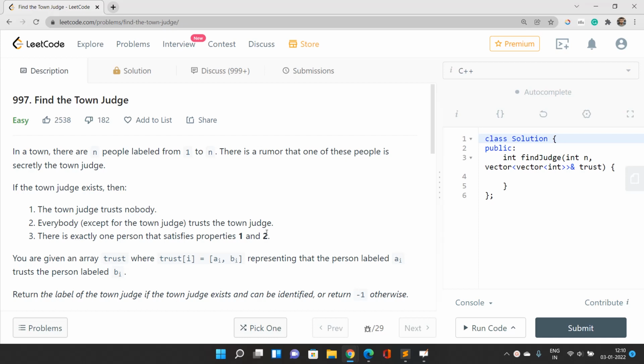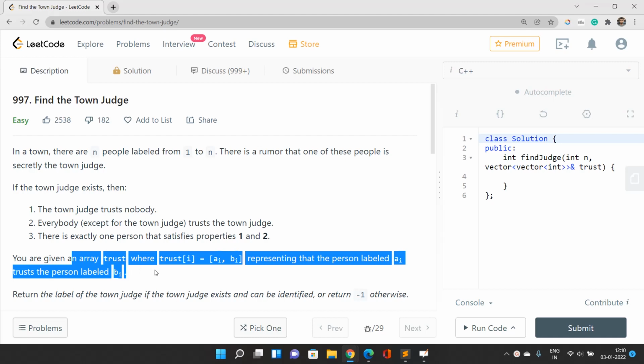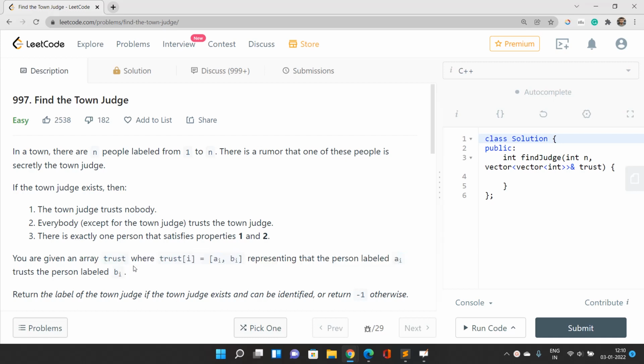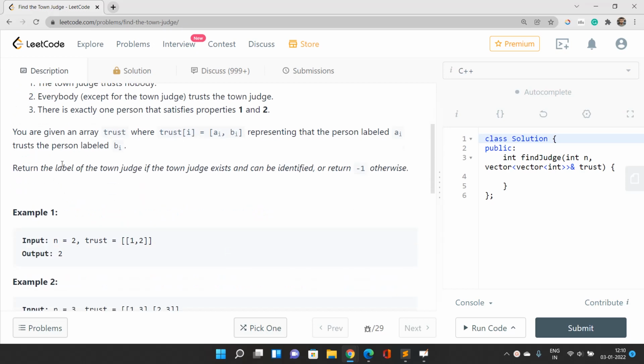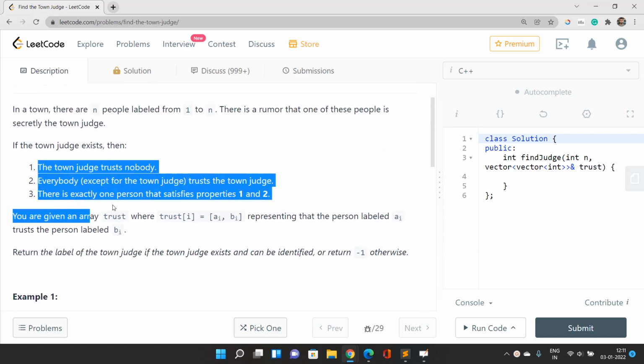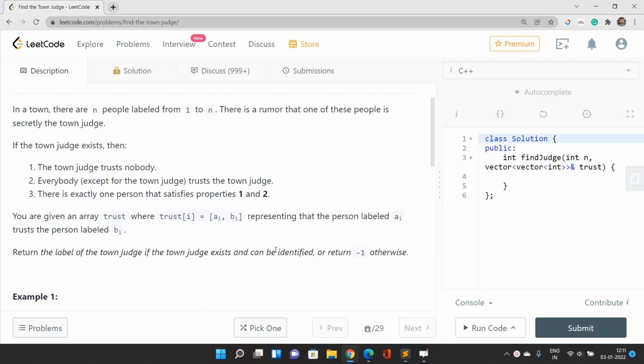As I said, there will be exactly one town judge, and you will be given an array trust. Some person is trusting some other person, and it is represented by an n cross 2 matrix, where trust of i is a1 comma b1. It means that a1 trusts the person b1. We have to return the label of the town judge if the town judge exists and can be identified with respect to these three conditions. Otherwise we will return -1, denoting that there doesn't exist any town judge.